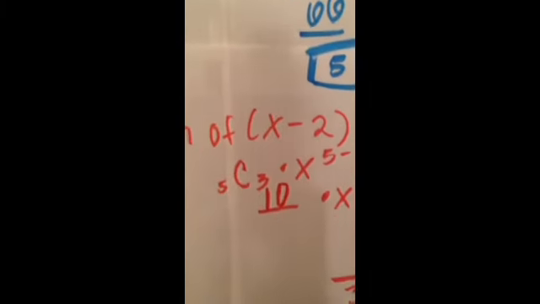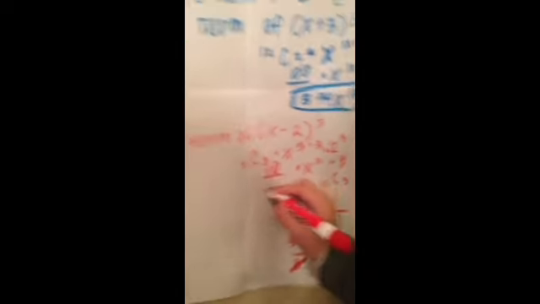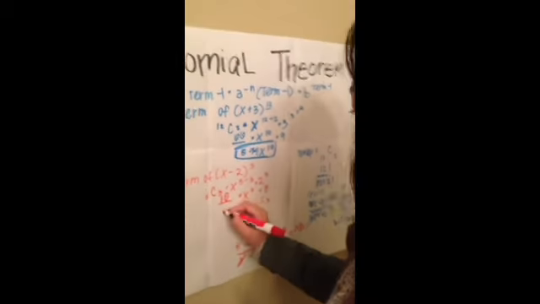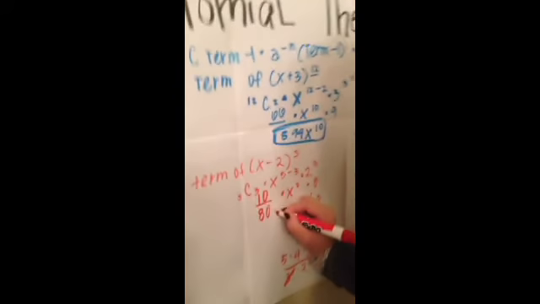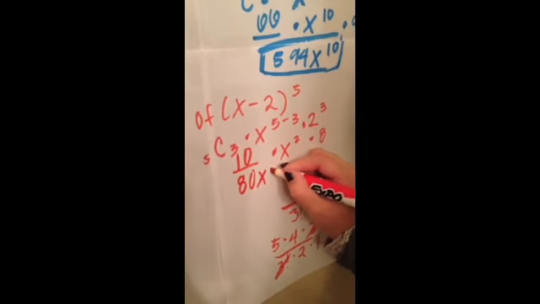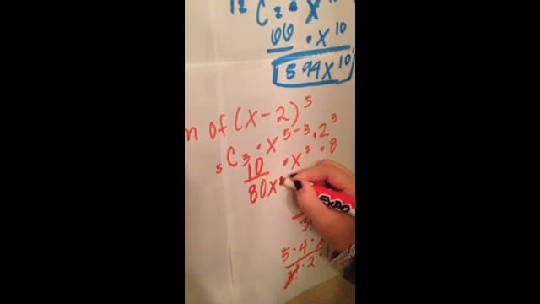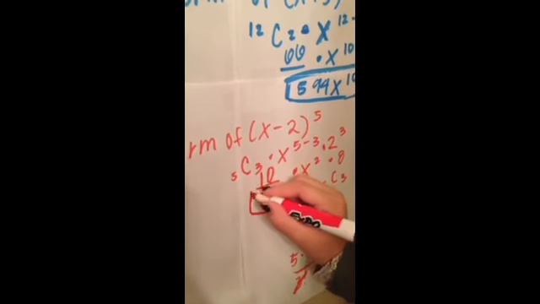So you're going to bring the 10 back over here. And 8 times 10 equals 80. And then multiply that by x squared. And that is your answer.